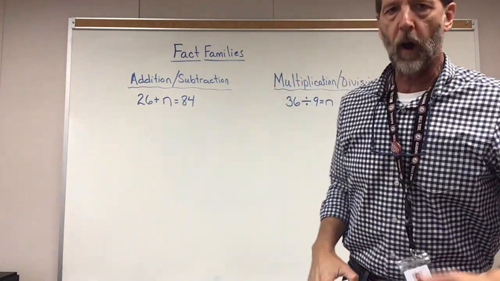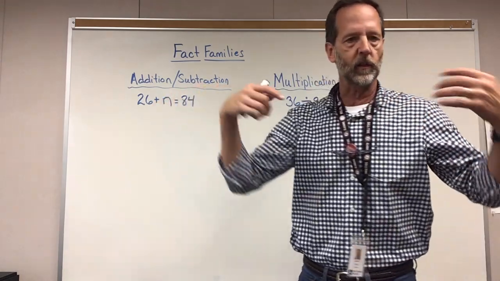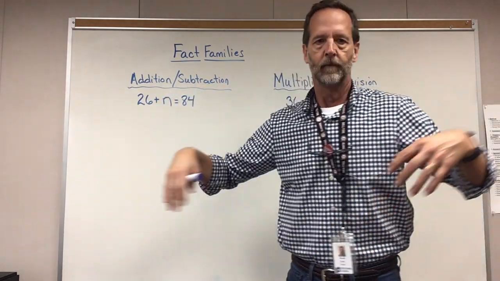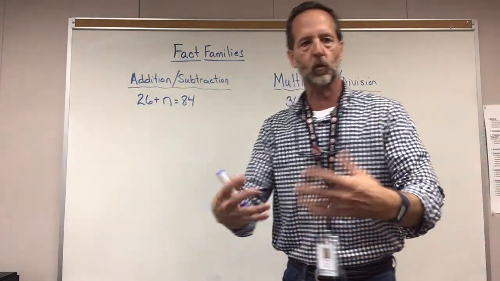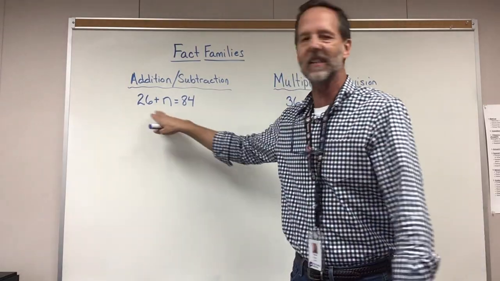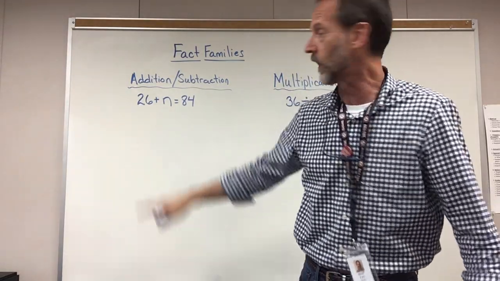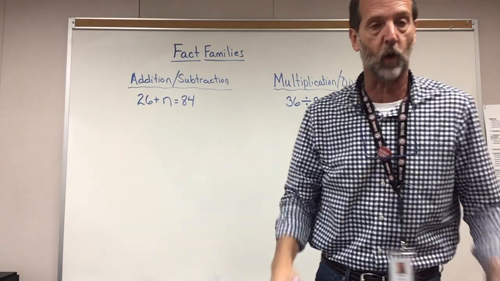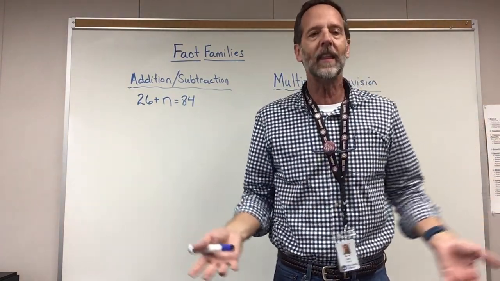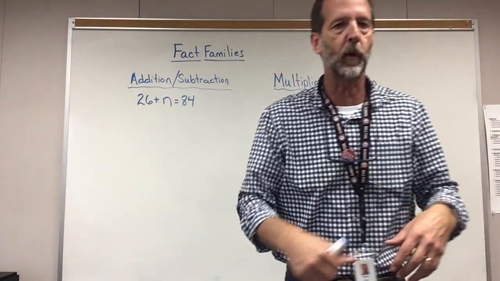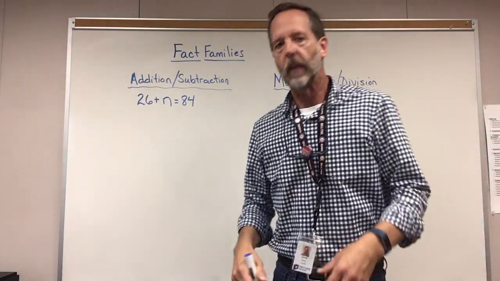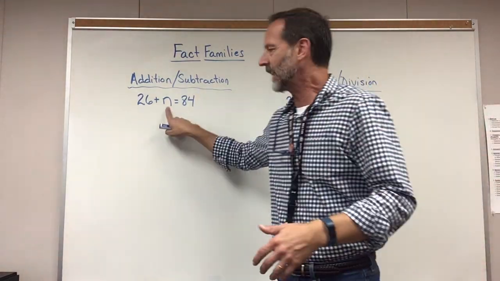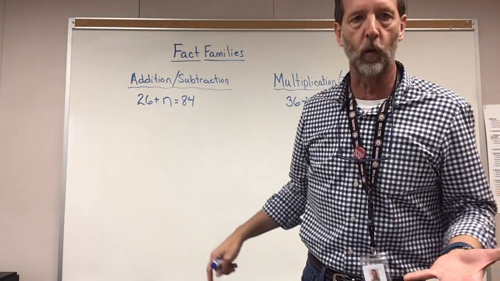Let's say we read a word problem and it says something about how somebody has 26 rocks in a collection and they get some more. We don't know how many, so they put a number like this. They put an N in there to hold that place. They could put anything in there. They could put a question mark, a letter, or a symbol. Okay, that's simply holding the place for the number we don't know.